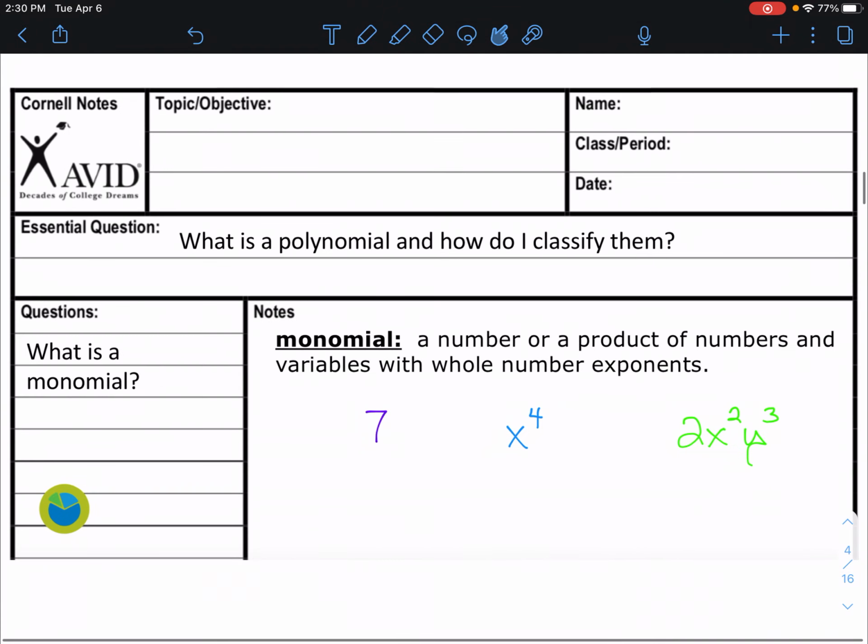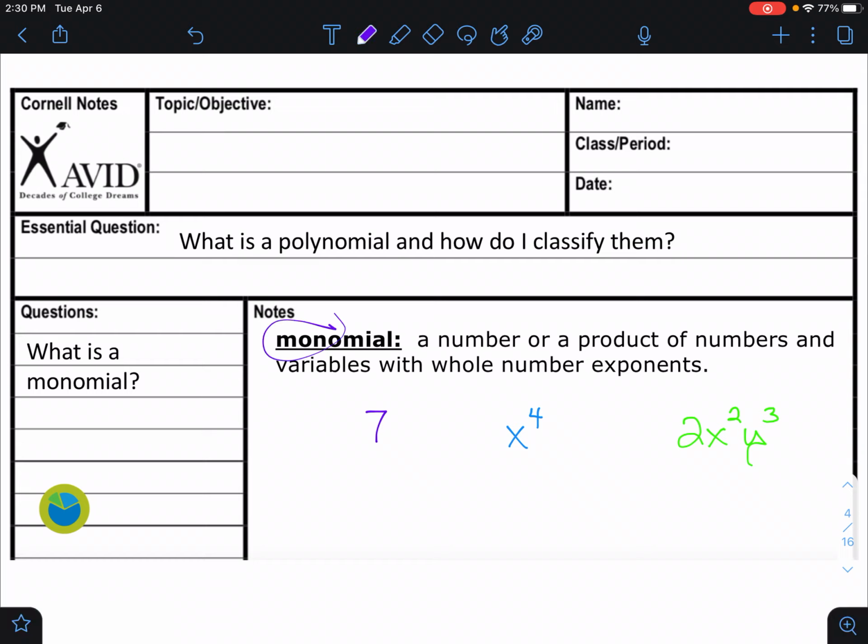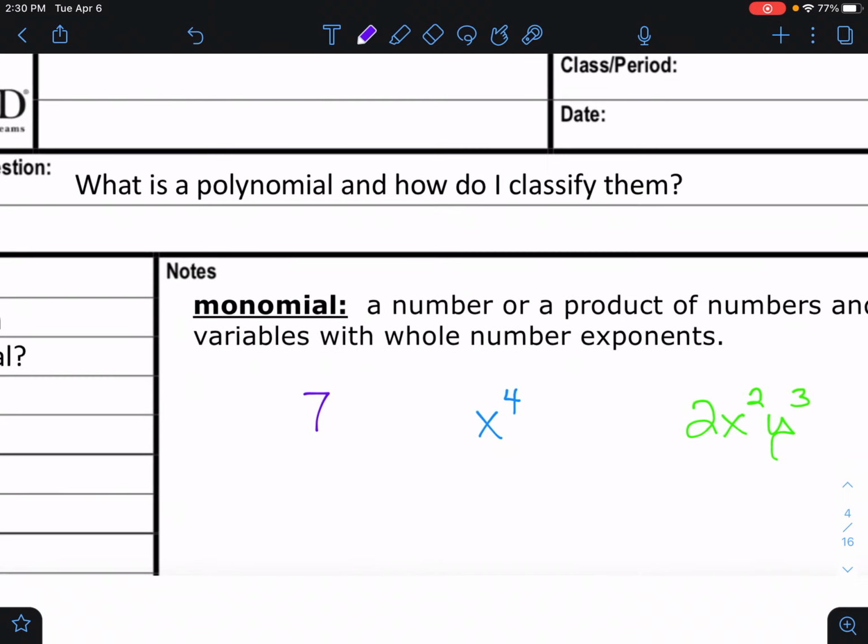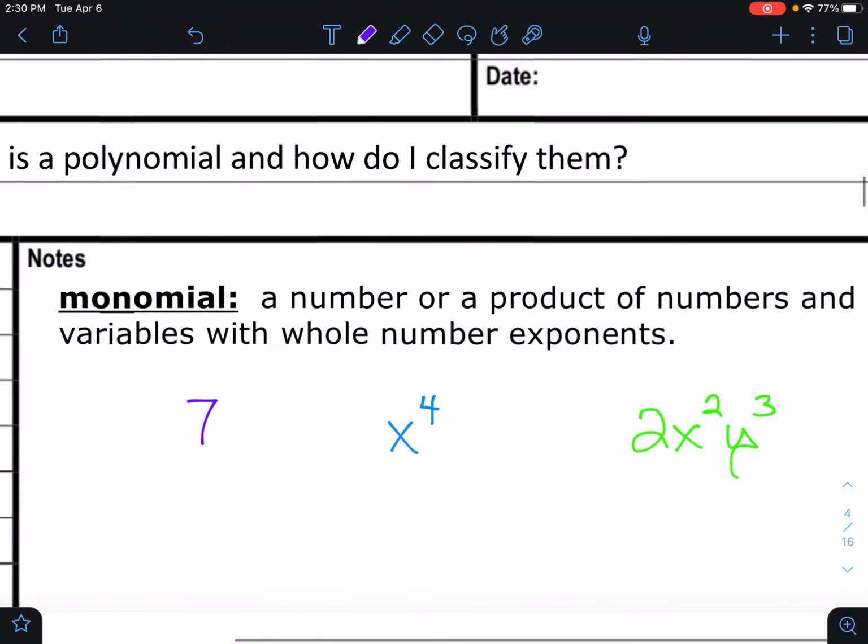All right, what is a polynomial and how do we classify them? So first, let's talk about the most basic polynomial, and that's called a monomial. Mono means 1, so you probably remember that. Mono means 1, so it's one term. And so a monomial can be a number of things. It can be just a number, like this, just 7. That's a monomial.